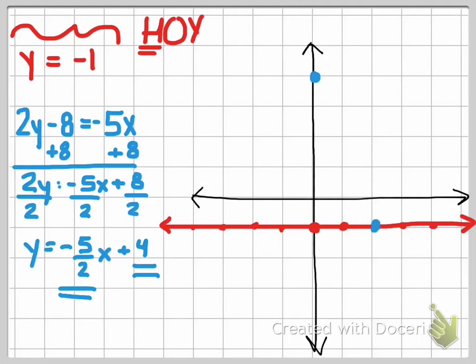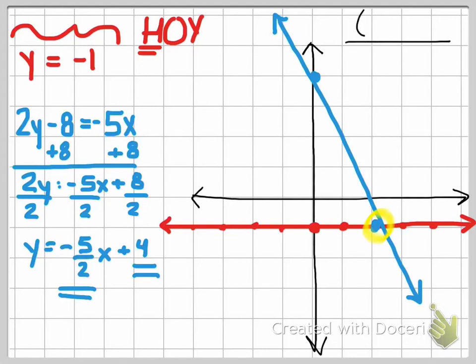There's not enough space on my graph. There might be on yours. And then once you have those points, you only need 2 points to connect them to make a line. You should see that they intersect, which again is my solution to this system of equations. So in this case, my solution would be (2, -1).